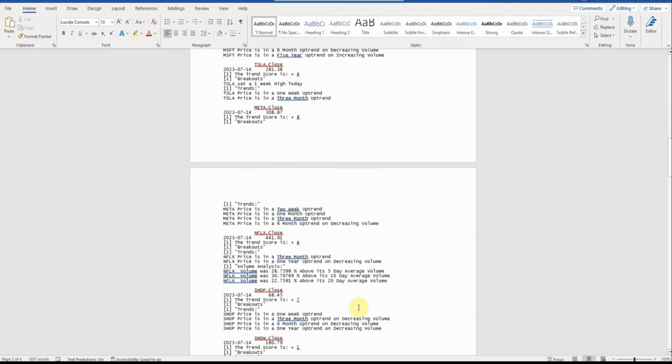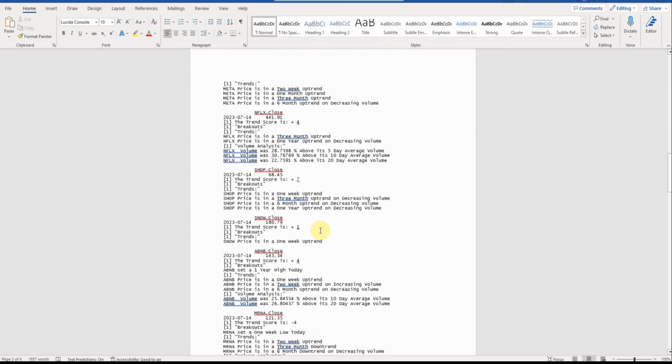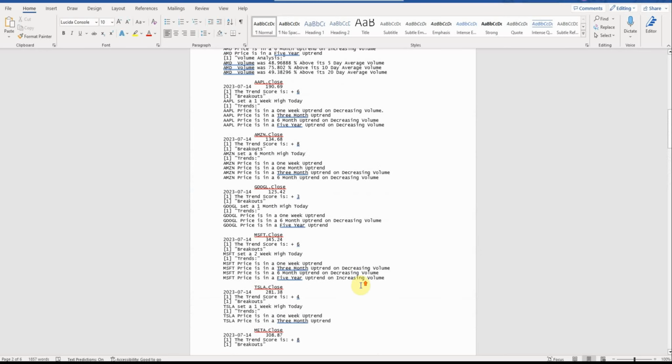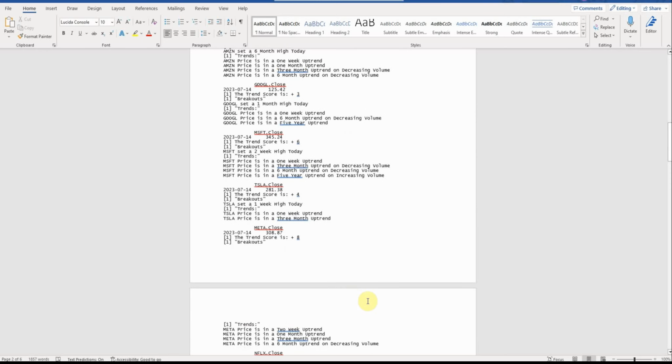So what I will look for when I'm looking at this program is I look for increasing volume as well. Do I see any stocks that are in 1 week, 2 week, or 1 month uptrends that are increasing? And so if they are, that can tell me that there might be a lot of potential for the stock to continue to increase, because if the volume is increasing while the price increases, that means that demand is increasing even at higher prices.